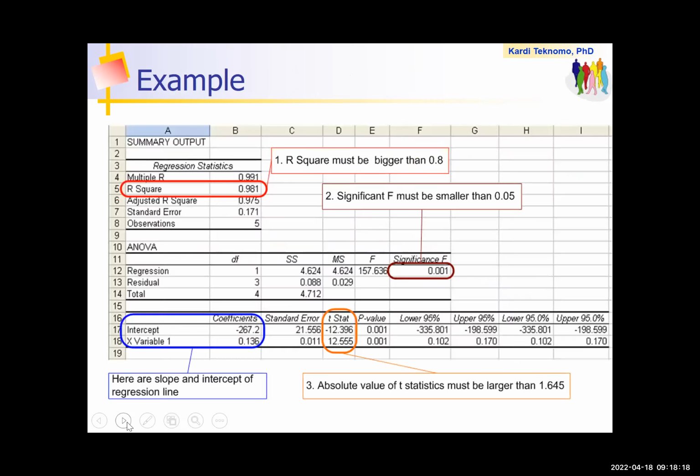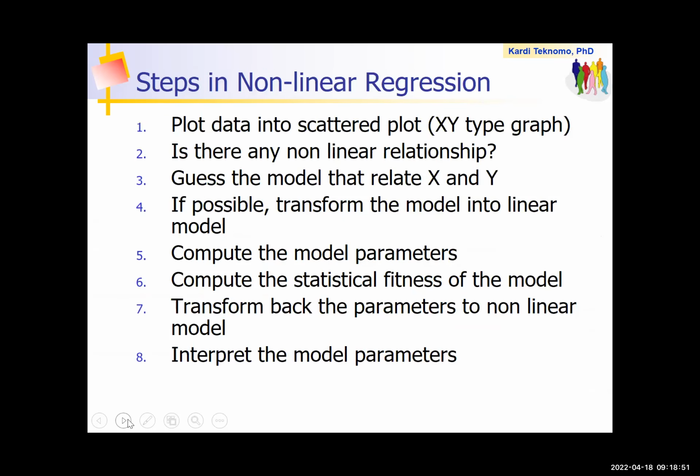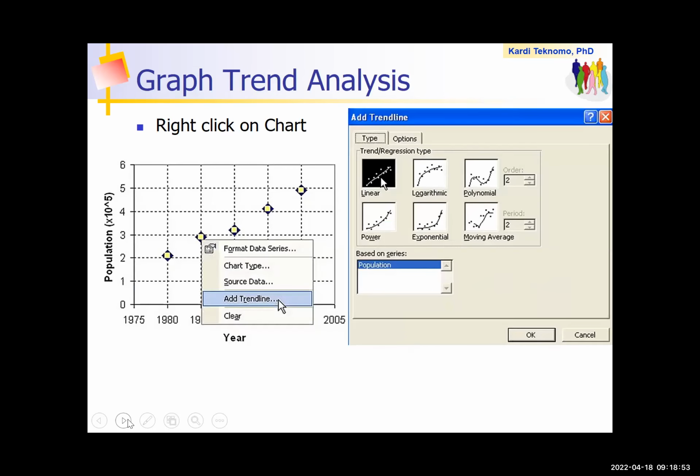Okay, so with that, this is how you interpret the table from regression in Excel. I already explained the function in data analysis and the trend analysis in Excel. Next is to compute. We also have done the manual computation, right? So next one is actually to compute using matrix. These are just steps, so I will skip it.